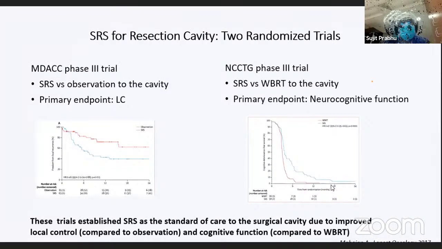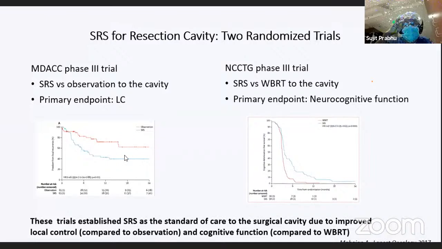So what about radiation therapy for post-surgical resection? These were two studies. The one on the left was published by MD Anderson, by Mahajan et al. in Lancet Oncology in 2017. This was a phase 3 study to look at the advantage of stereotactic radiosurgery versus observation in post-resection metastases. And the endpoint was local control.